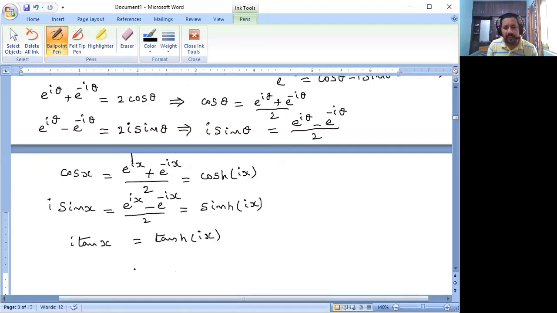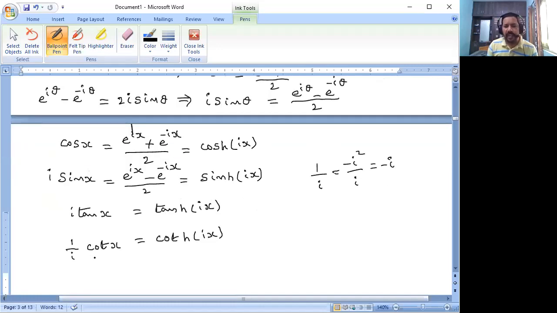Now see, in the same way, coth of ix. That means first one divided by second one: cos by sin, cot. Here we get 1 by i cot x. What is the value of 1 by i? 1 by i we can write as minus i square divided by i, so the value is minus i. Now in place of 1 by i, write minus i. Finally, minus i cot x is equal to coth of ix.